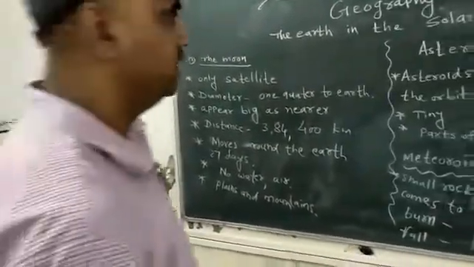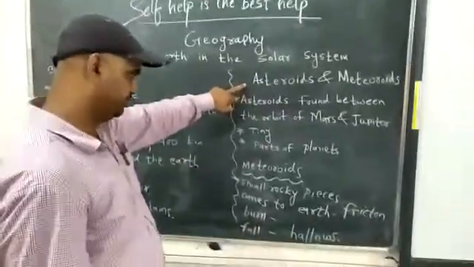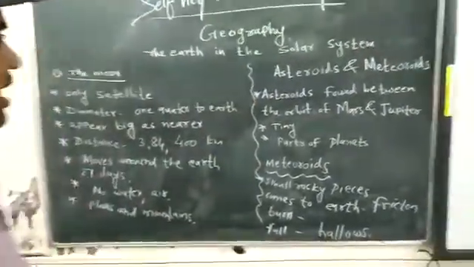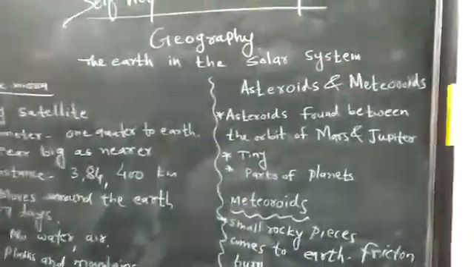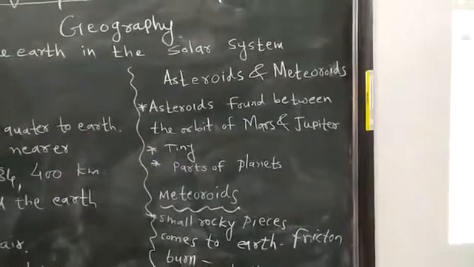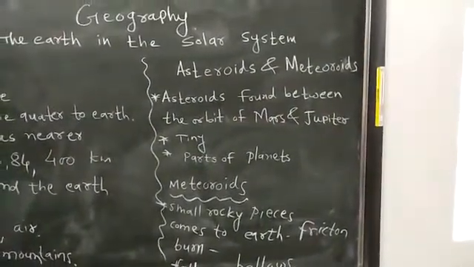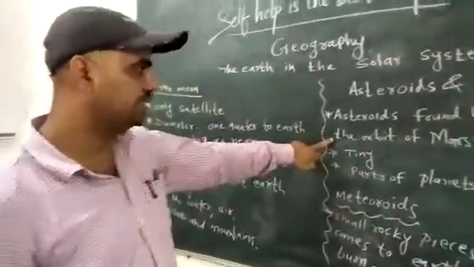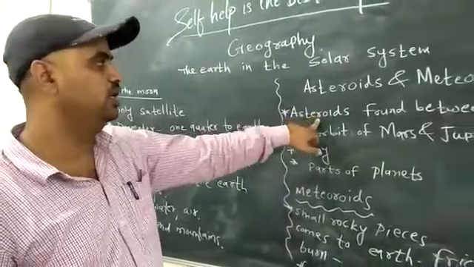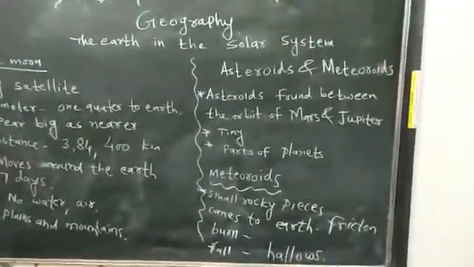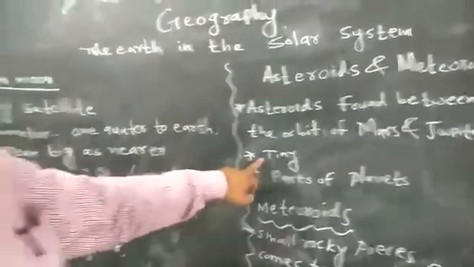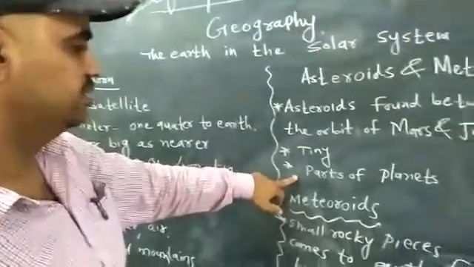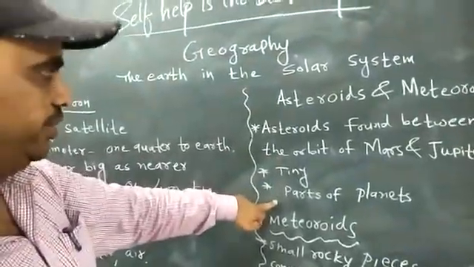Then the next point is asteroids and meteoroids. So what are these? Asteroids are, we can say, small particles. They are like planets, but they are tiny or small in size. Asteroids are found between the orbits of Mars and Jupiter, these two planets. They are tiny in size. And scientists believe that asteroids are parts of a planet only.